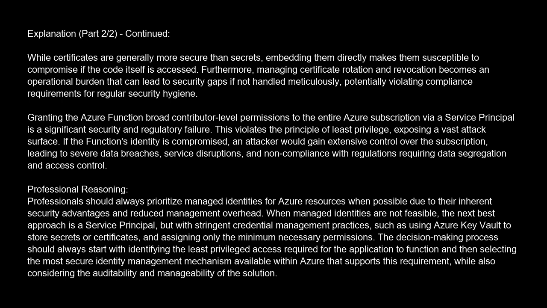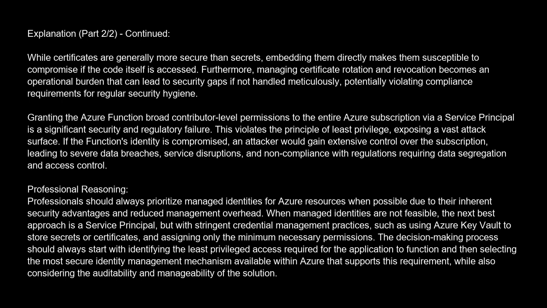Granting the Azure function broad contributor-level permissions to the entire Azure subscription via a service principal is a significant security and regulatory failure. This violates the principle of least privilege, exposing a vast attack surface. If the function's identity is compromised, an attacker would gain extensive control over the subscription, leading to severe data breaches, service disruption, and non-compliance with regulations requiring data segregation and access control.